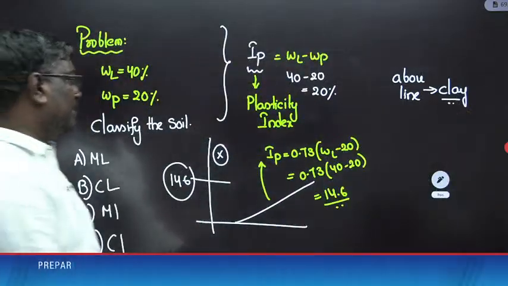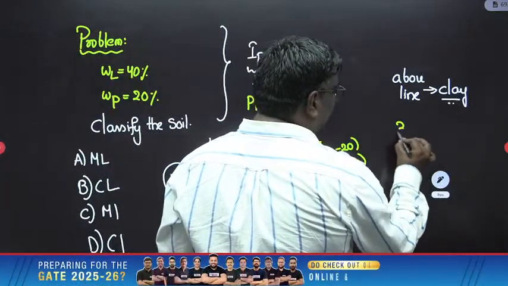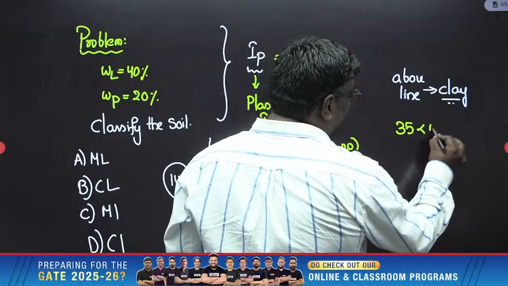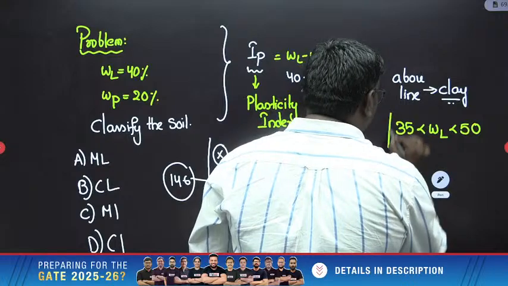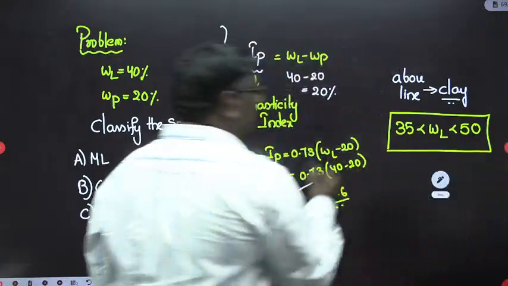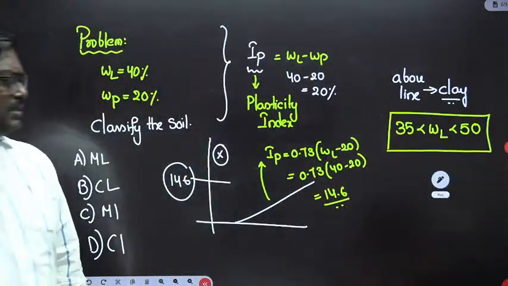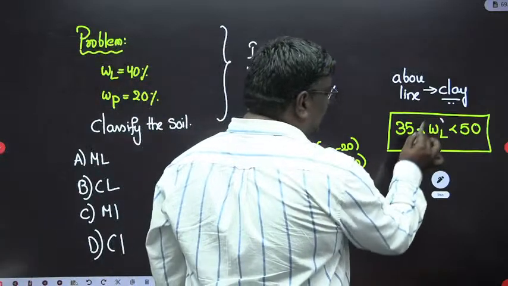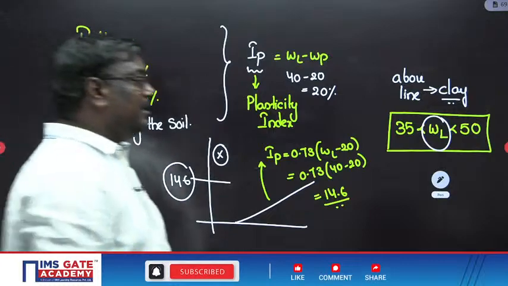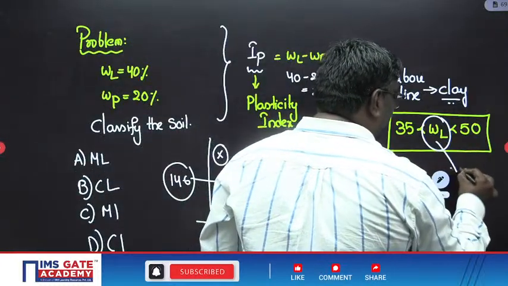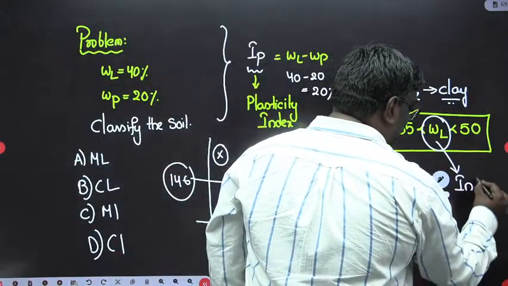Now what is the liquid limit? The liquid limit is between 35 to 50. Am I clear, sir? When the liquid limit is between 35 to 50, it indicates intermediate clay.